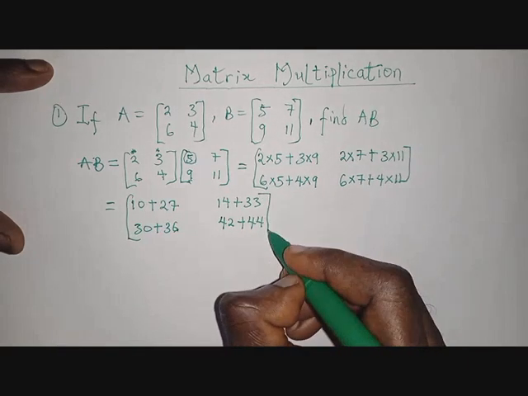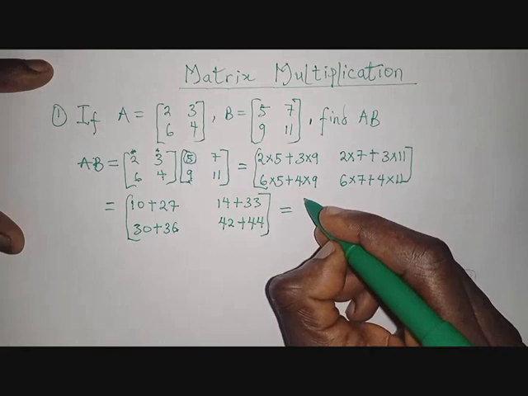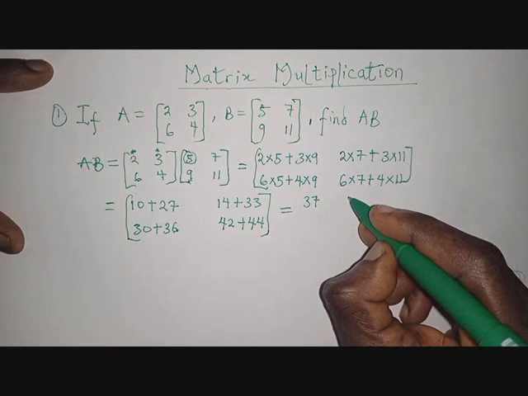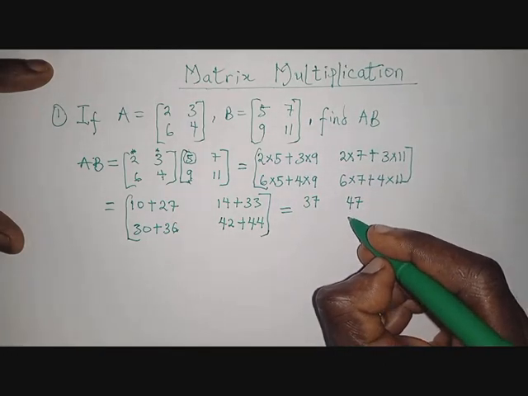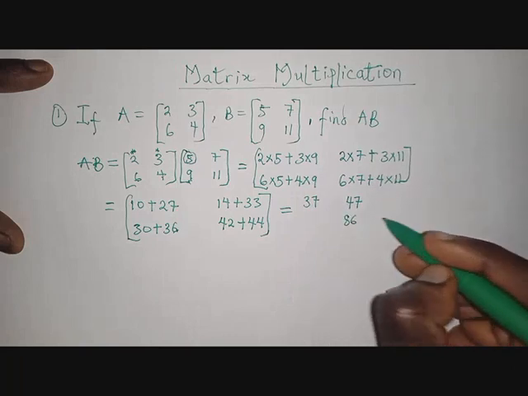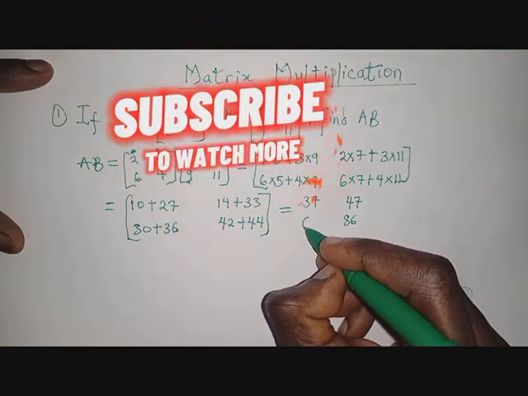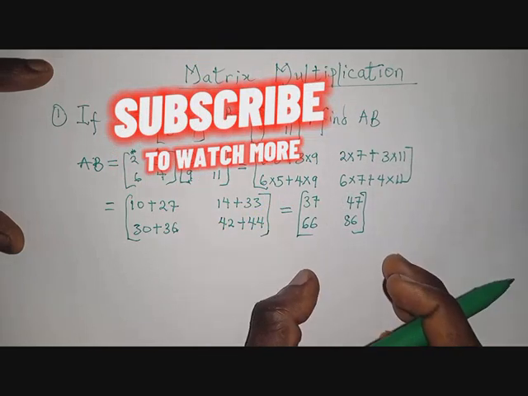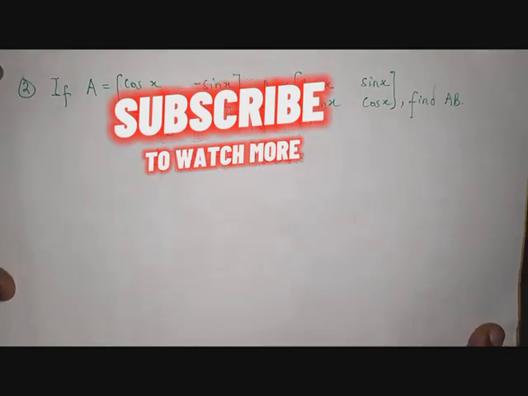So what we have now is 10 plus 27, which gives us 37, while 14 plus 33 gives us 47. 42 plus 44 gives us 86, while 30 plus 36 gives us 66. So we've gotten our new matrix, and that's actually the product of A and B. Now let's take a look at our second question.